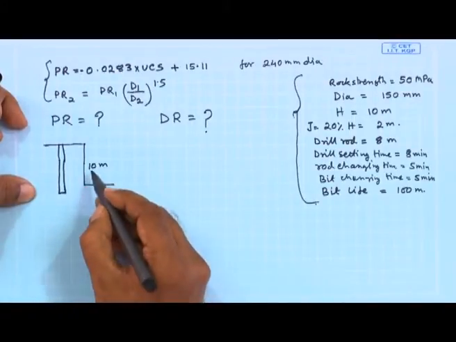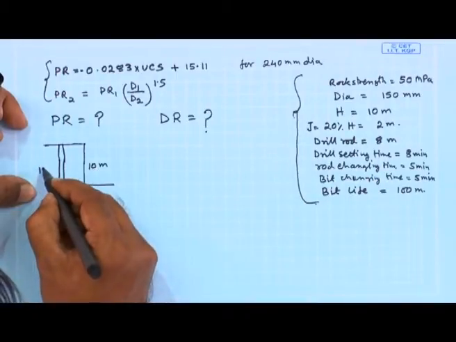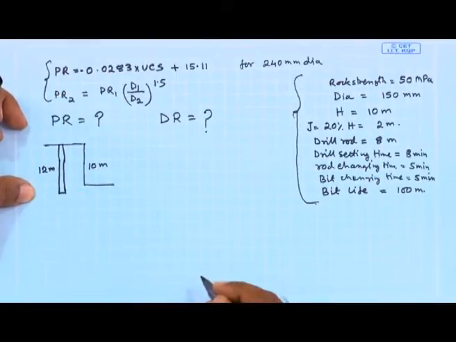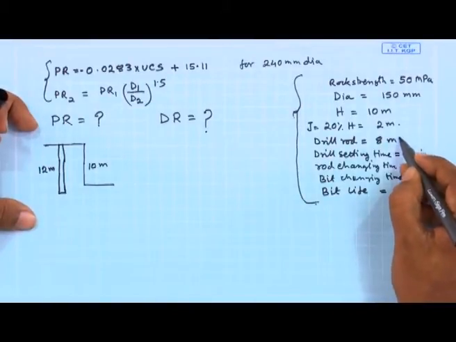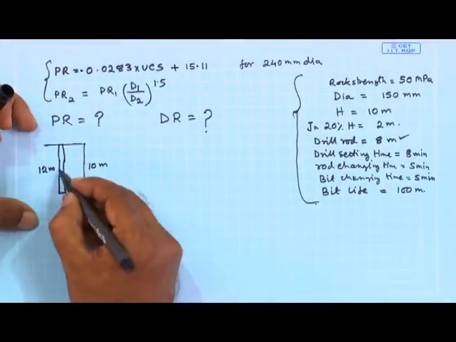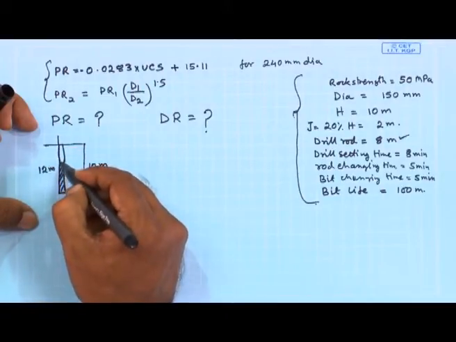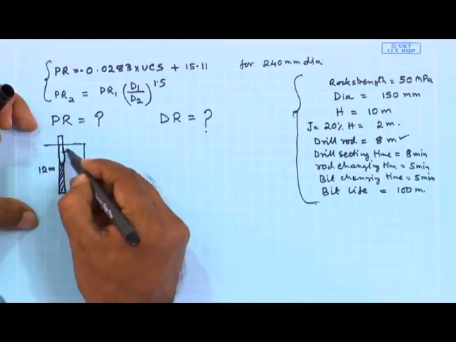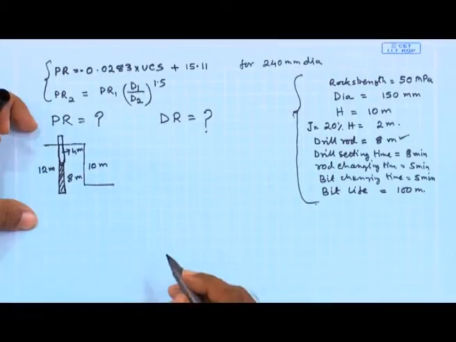We need to drill a hole of 10 meter plus 2 meter, that means this is 12 meter, in which we have our rod length of 8 meter. That means we need to use one rod of 8 meter, then another rod whose 4 meter will be used for drilling.